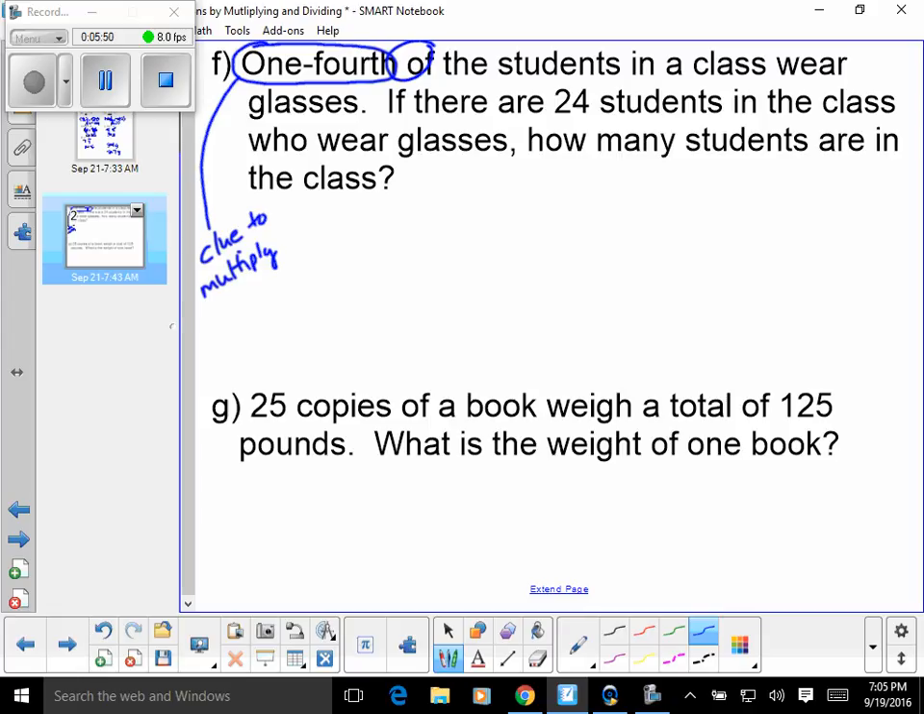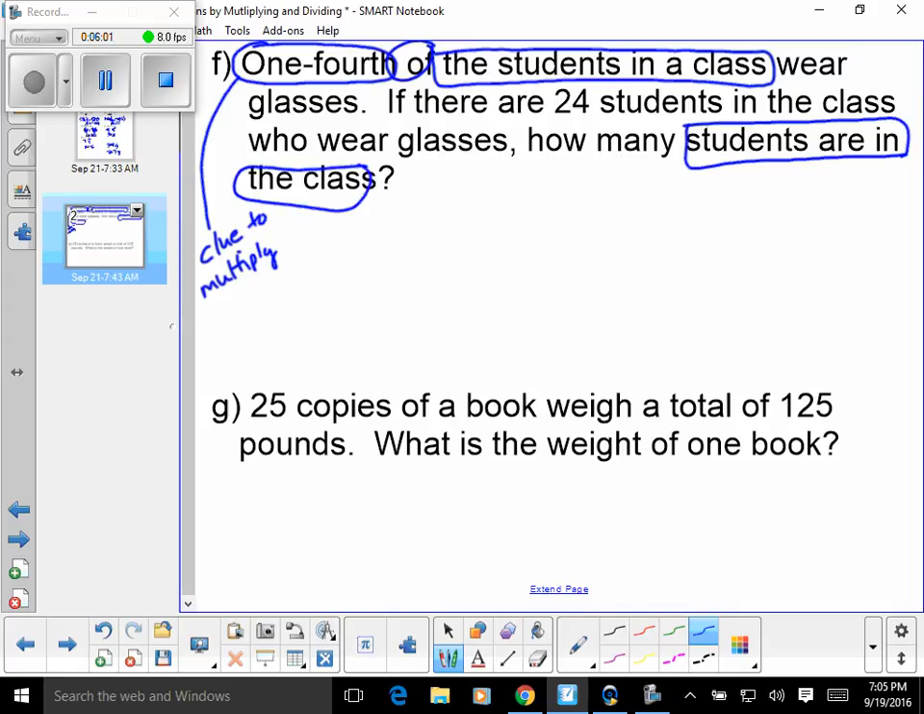The other clue is this, the students in a class. And notice it says students in the class. Here, that's your unknown, which means you're going to need a variable. The other clue is this word are. Any form of the verb to be, is, am, was, were, are, will be, shall be, could be, those are going to be clues for equal signs. So if I look at this, I have 1/4 times the students in the class that I don't know is going to be equal to 24.